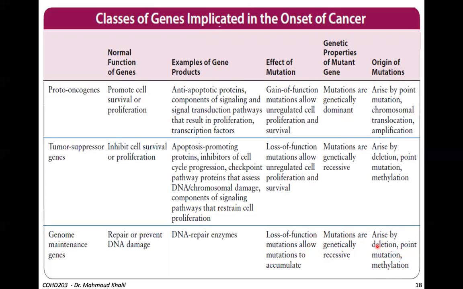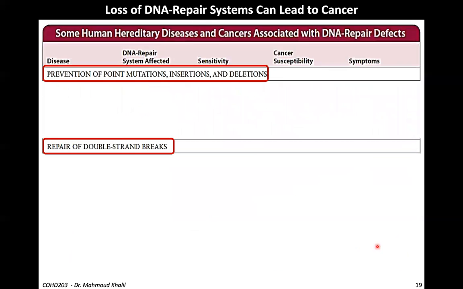So this table describes the three major classes that are implicated in the onset of cancer. Here we'll see how these types of mutation, the point mutation, insertion, deletions, and repair of double-strand breaks, are involved in cancer. And the examples as well.